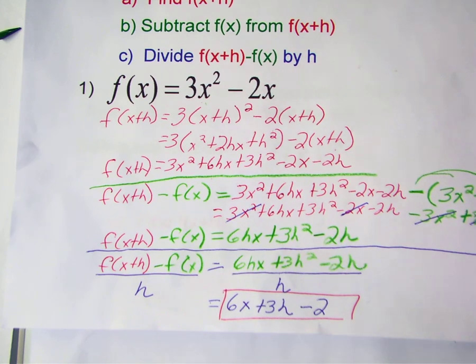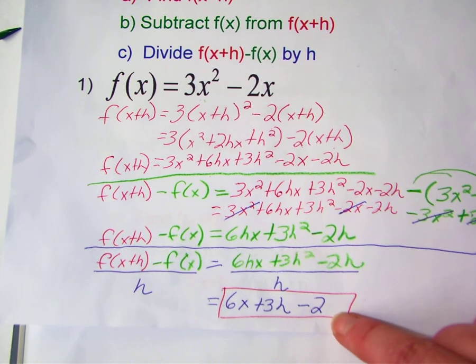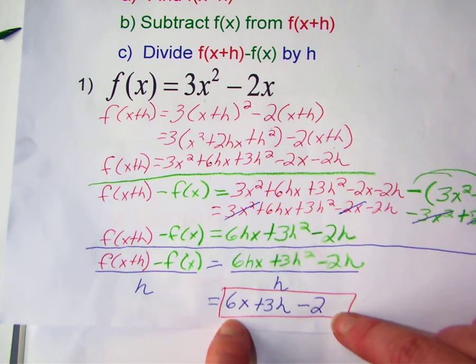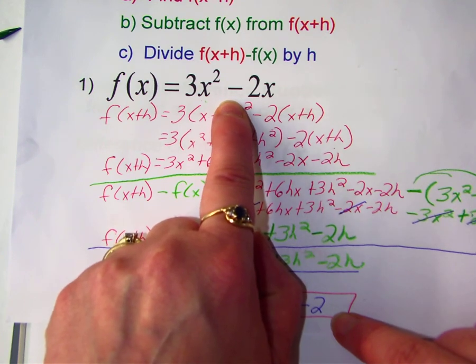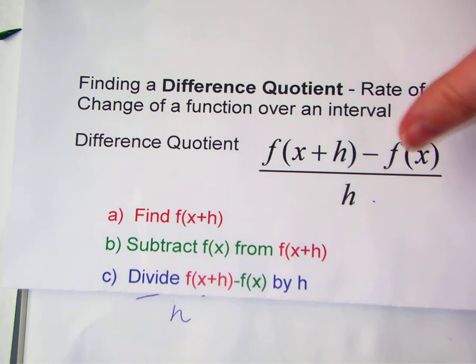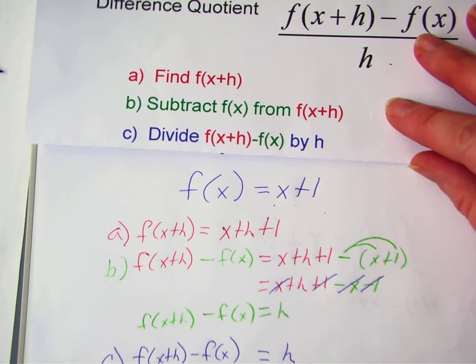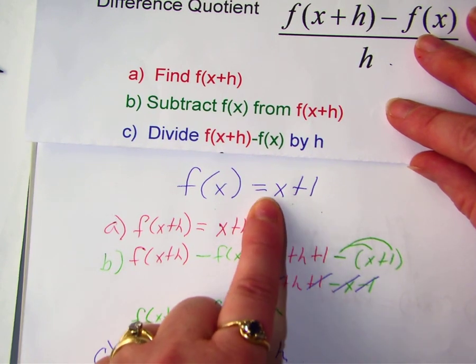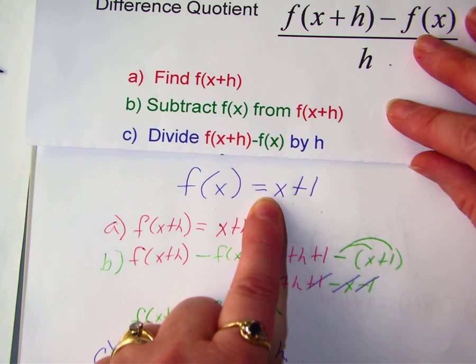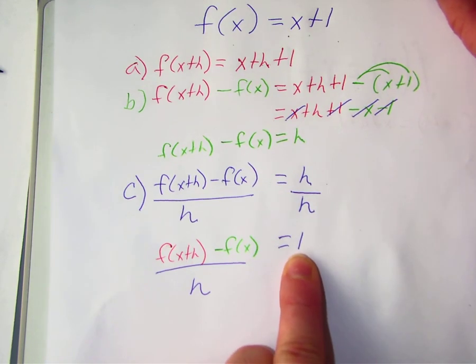And so, looking back at example 1, the more complicated one you've already looked at, you've got a formula for the difference quotient, for the rate of change over the interval, because depending upon where you are on the curve, the rate of change will change. This is not a linear equation, so the rate of change is not constant. In the example we just did, f of x equals x plus 1, this is a linear equation. So the rate of change is constant, and the rate of change is the slope. Since the slope is 1, the difference quotient is 1.